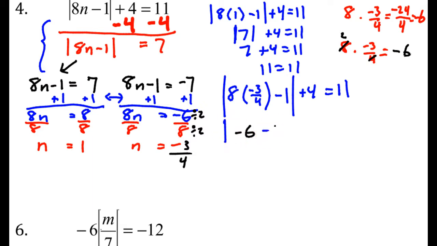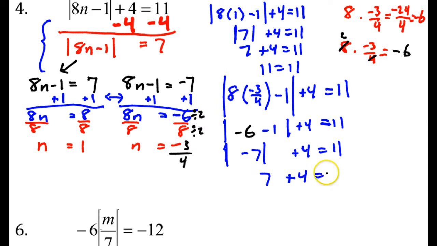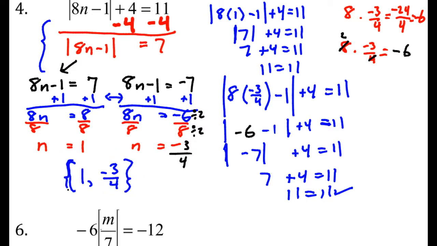So negative 6 minus 1 plus 4 equals 11. So we get absolute value of negative 7 plus 4 is 11. Of course, absolute value of negative 7 is just 7 plus 4. So yeah, that does equal 11. So we know for sure both my answers are correct. Also, don't forget to write your answers in an answer set. So there you go, just like that.